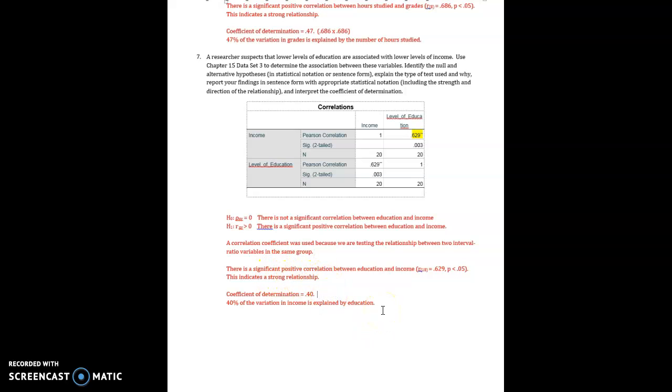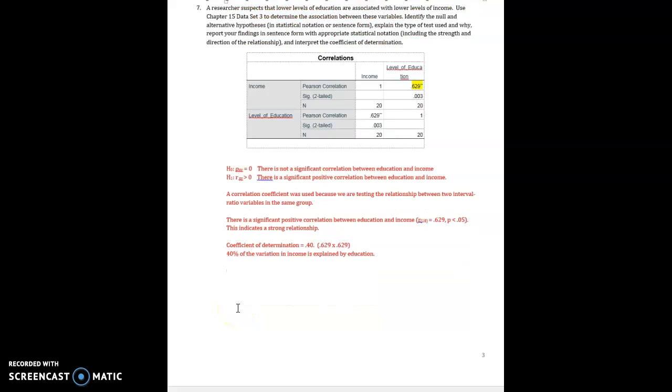Again, the coefficient of determination is calculated by the R value squared, so 0.629 times 0.629 gets us a coefficient of determination of 0.40. We thus conclude that 40% of the variation in the dependent variable is explained by the independent variable, or 40% of the variation in income is explained by education.